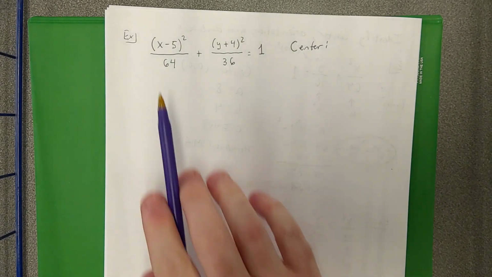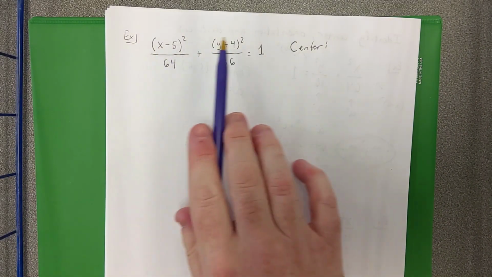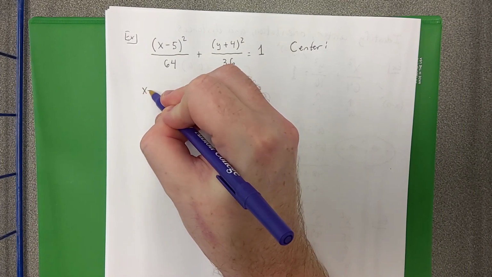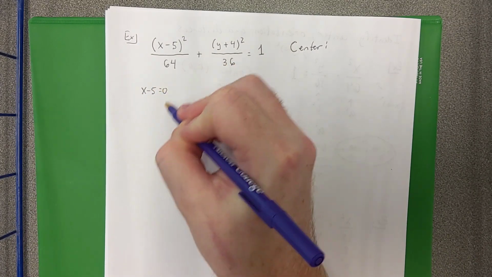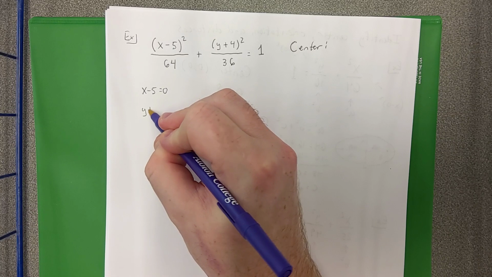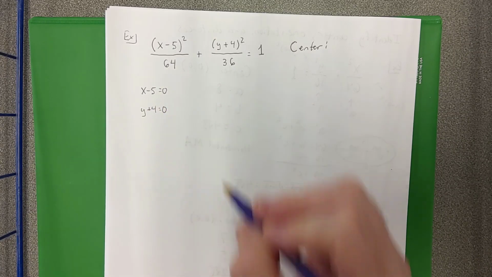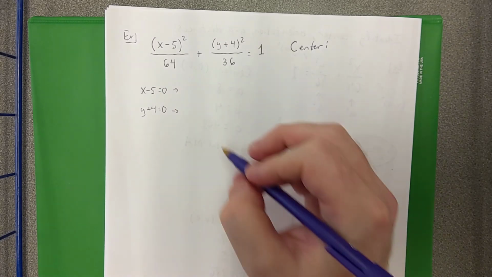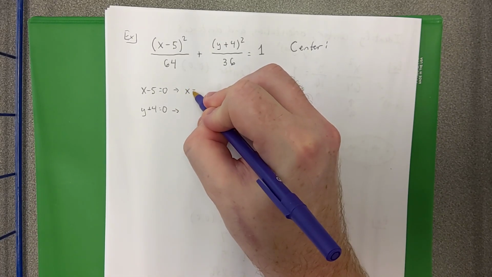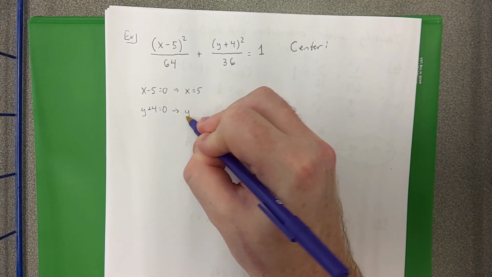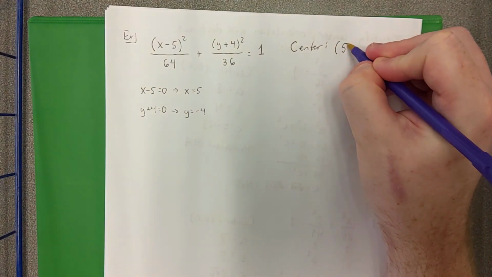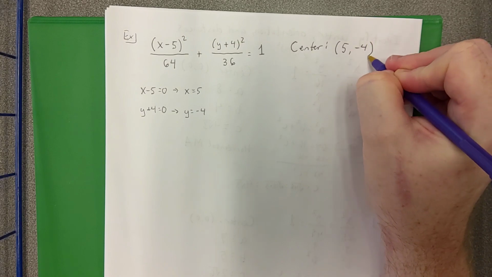The center in this case, we do see that there is a number being added or subtracted from the x and y variables. We talked about this for the circles as well. If you want to get into the mindset of set what's inside equal to 0 and then solve for the associated variable, you'll be able to get your center no problem. Solving the first equation, we get x is equal to 5, and the second equation gives us y is equal to negative 4. This means that our center will occur at the ordered pair 5, negative 4.